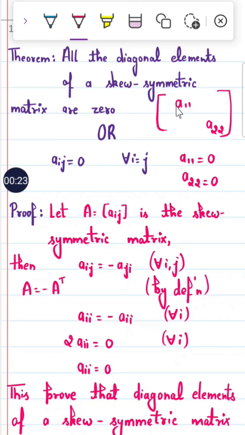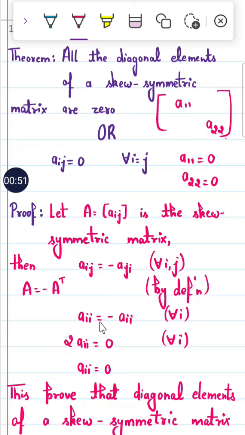This means that the diagonal elements A11, A22, A33, ANN and so on are always 0. We will prove that aij is equal to 0 for all i equals j. Let capital A equals aij be a skew symmetric matrix. Then aij is equal to minus aji for all i, j.